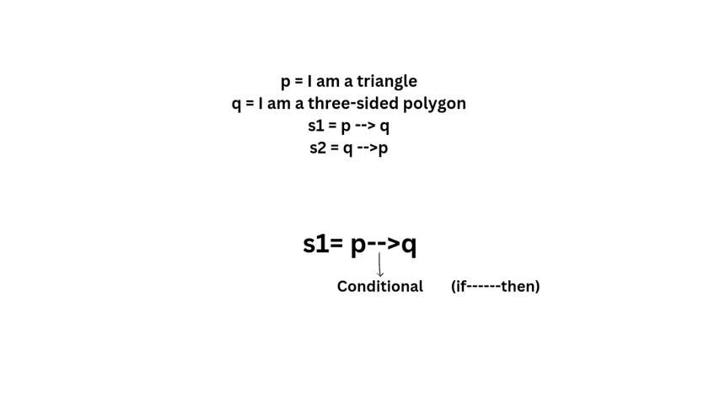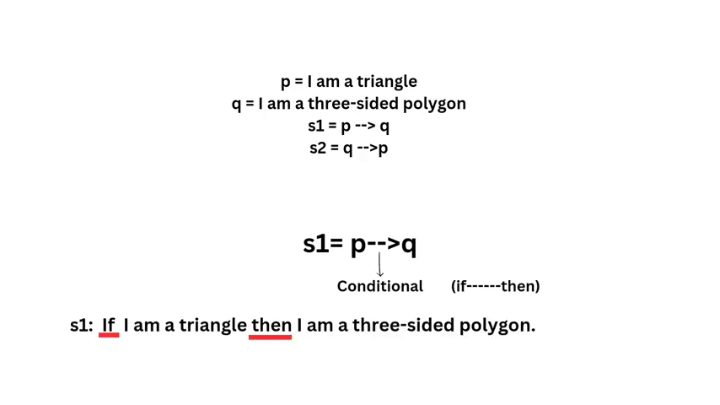So here, as you can see, S1 states P arrow Q. Now what is this arrow? Conditional connective. Now let's write S1 in the form of a sentence so we can better understand what it actually means. S1, written as a sentence, will be: if I am a triangle, then I am a three-sided polygon. Why have we written it like that? First of all, S1 has P, so P is I am a triangle, and then the connective, which is if then. So initially we put if, then I am a triangle, and then Q. Q is I am a three-sided polygon. So this is the entire sentence for S1.